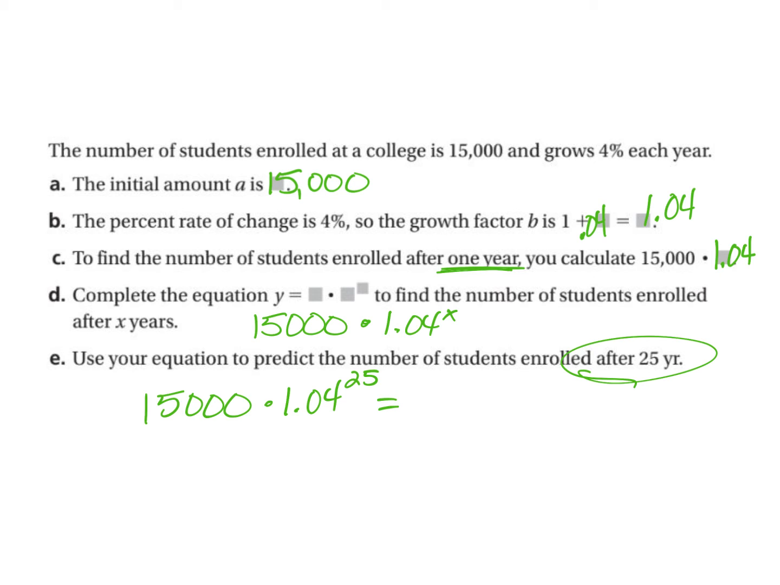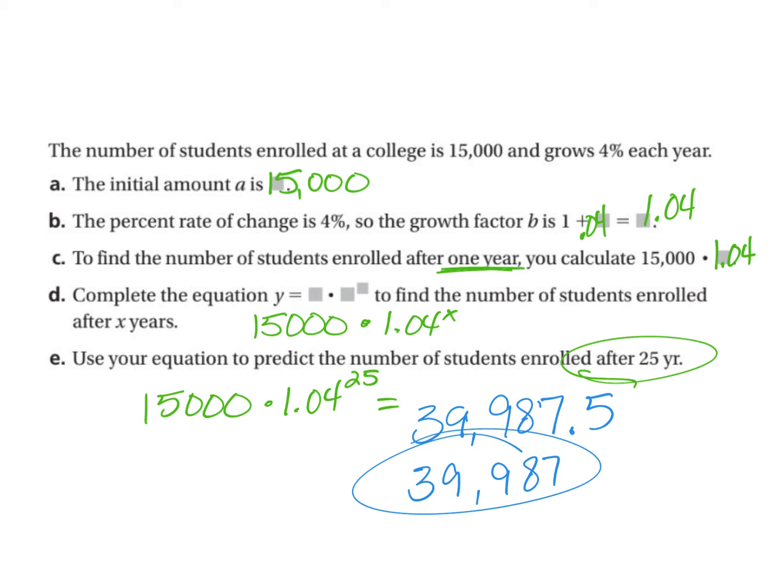So I ended up with 39,987.5. Now you can't have half a person, of course, so you can't increase it either, because that would mean you're including another person. So I would say somewhere around there. So this would be a good approximation.